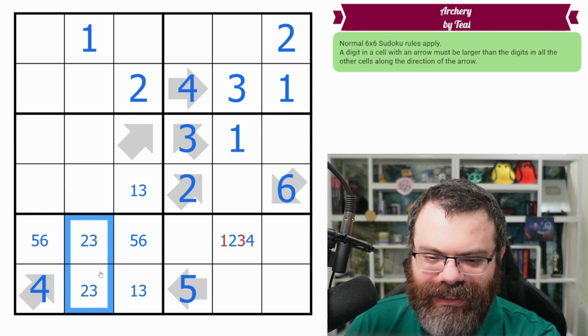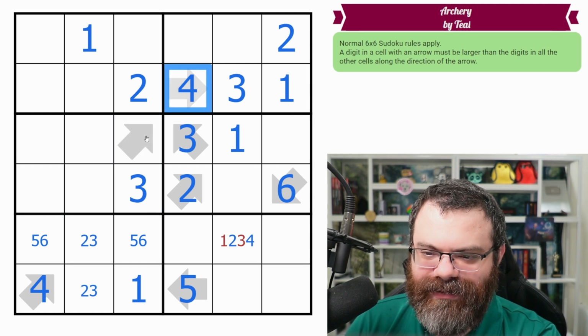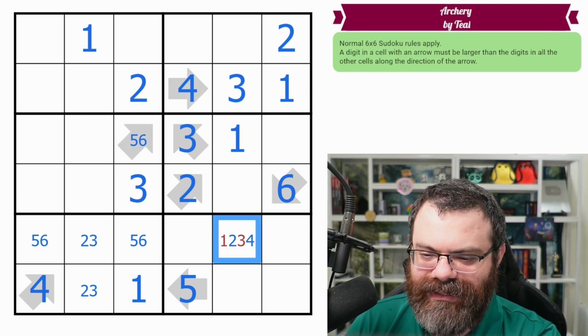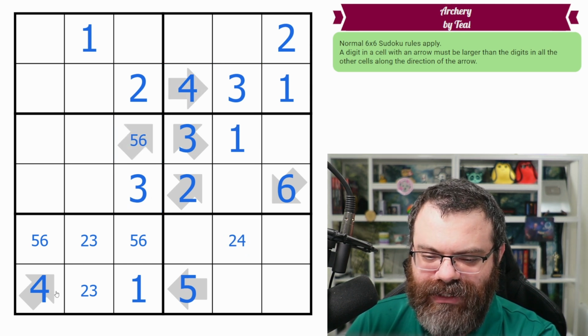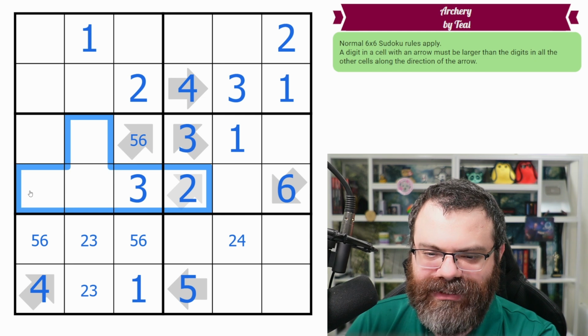Don't worry, I see things. That's a 2, 3 pair. That's a 1. That's a 3. This has to be bigger than 4, so it's 5 or 6. This can't be 1 or 3 anymore. Okay, so we cleaned up. What do we have left here? 2 in this box. Notice we have this 2, 3 pair, so 2 can't be here. This 2 looks in, and 2 would be way too small for that arrow. So 2 goes here.